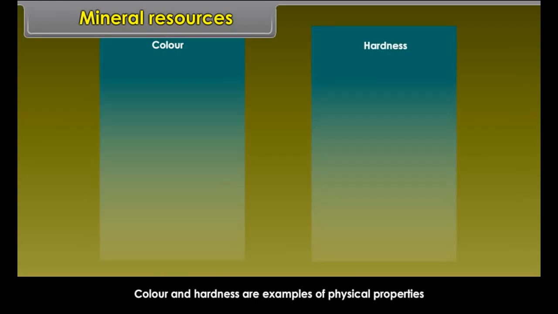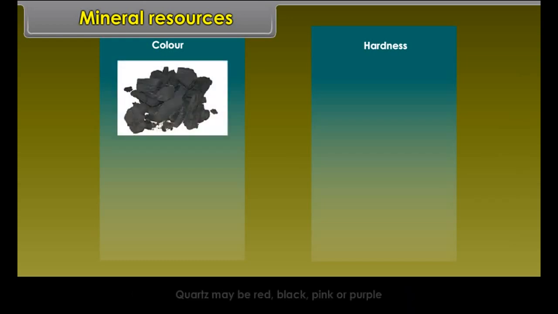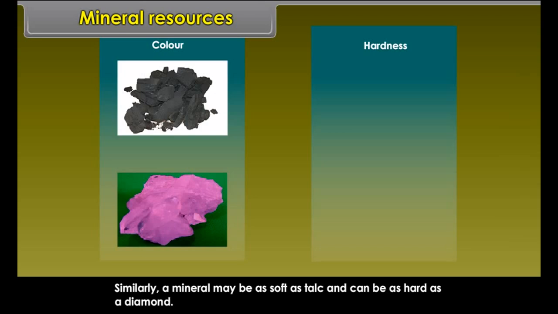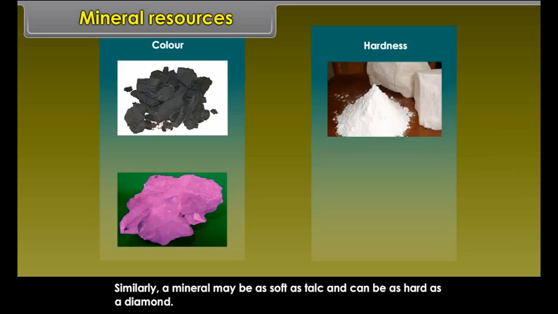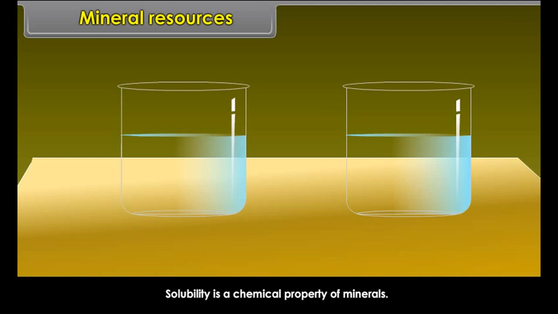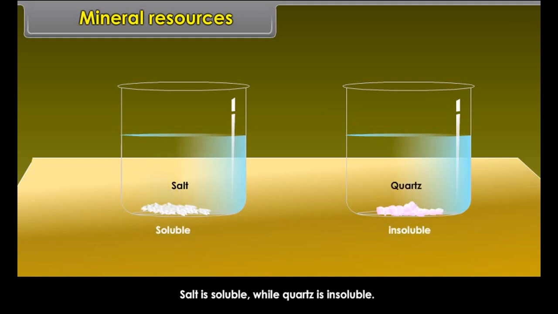Color and hardness are examples of physical properties, like coal is black or brown, quartz may be red, black, pink or purple. Similarly, a mineral may be as soft as talc and can be as hard as a diamond. Solubility is a chemical property of minerals. For example, salt is soluble while quartz is insoluble.